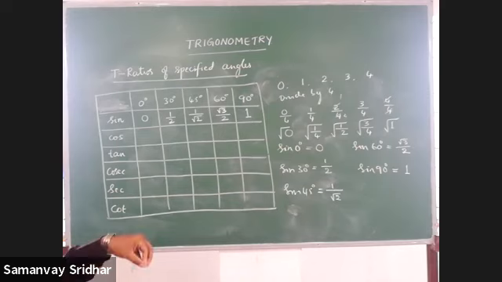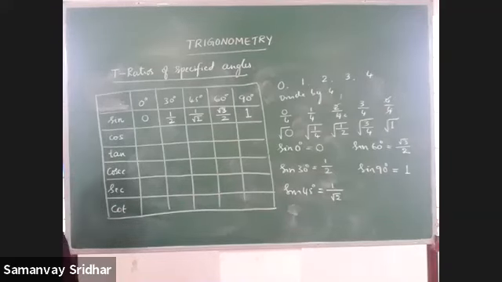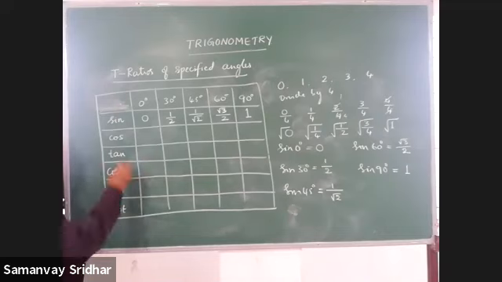Try to keep these values in your mind directly. If anybody asks sine 45, directly you have to say that 1 by root 2. Sine 90 is what? 1. Sine 0 is what? 0. Sine 60 is what? Root 3 by 2. But sine 30 there is what? 1 by 2. Got this? Okay. Sine is over.